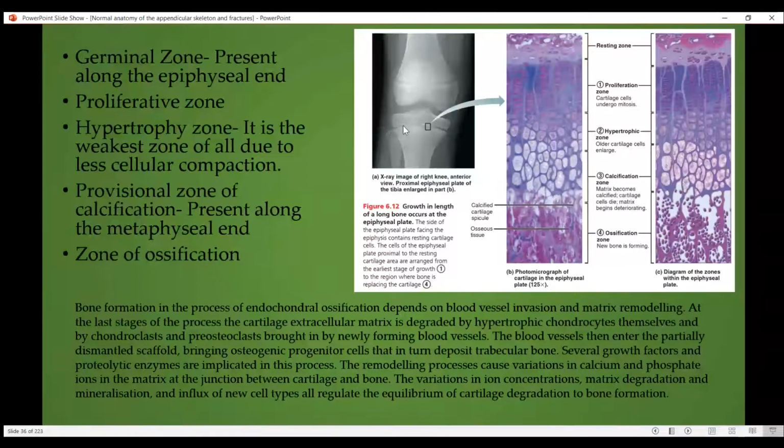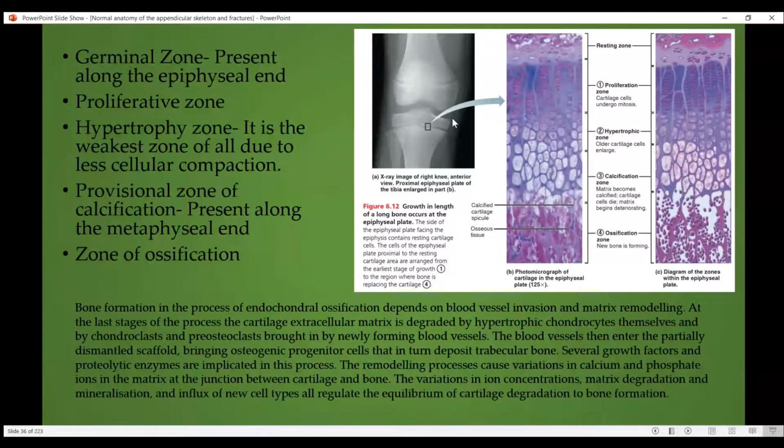Am I clear now? Last time some student, I think it was Shubham or Dravendra, I don't exactly remember, was asking, sir, how can we recognize if it is the zone of calcification, or the epiphyseal plate, or if it is a fracture, right?